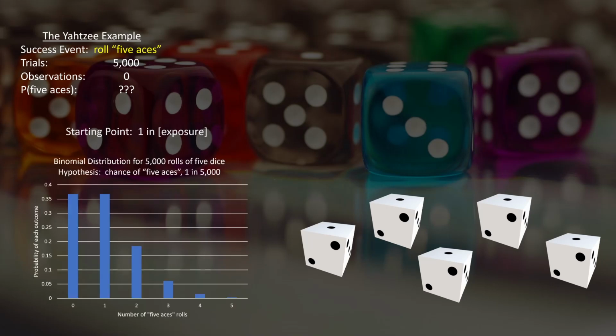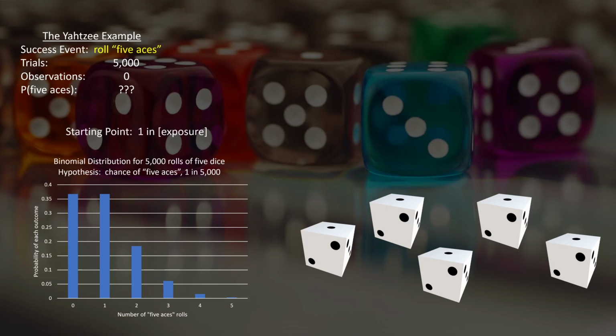So what we have here is a graph that shows the probability of seeing 0 outcomes over 5,000 dice rolls is somewhere in the neighborhood of about 37%. And it turns out that it's equally likely that we would see one of them. And you can see as we start to ask the question, what about seeing this happen twice in 5,000 rolls or 3 times? You can see the probability gets smaller and smaller. And once we get to 5 or more, again, the probability is just so incredibly small that we would not expect to really ever see that outcome.